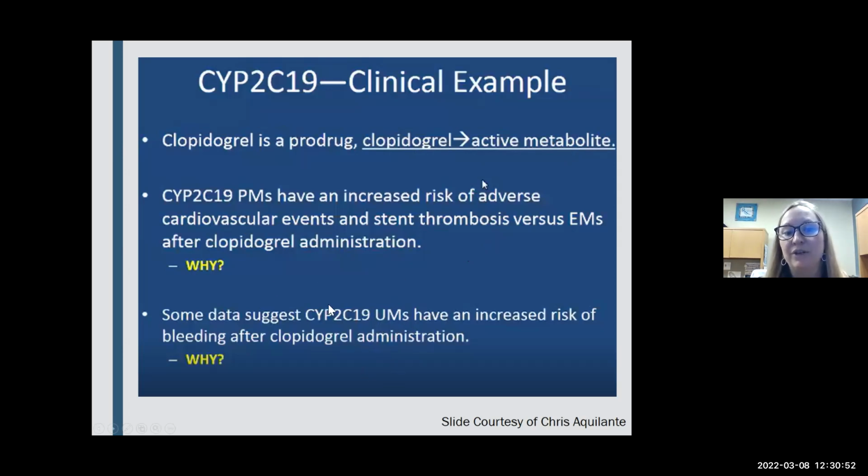And then on the other hand, if you're an ultra-rapid metabolizer, you may have an increased risk of bleeding. So you're converting clopidogrel much more quickly to the active metabolite, higher serum levels of the active metabolite, have more antiplatelet activity, and increased bleeding risk. If you look at the guidelines, sometimes the FDA labeling, there may only be implications for one end of the spectrum when we're looking at the medications. So you do have to reference those as well.